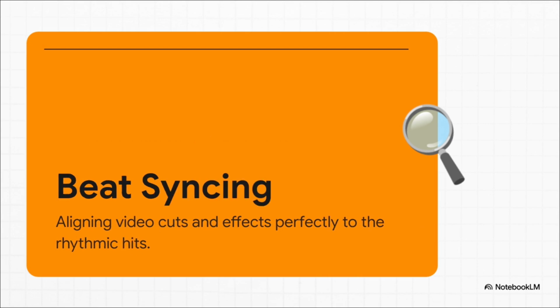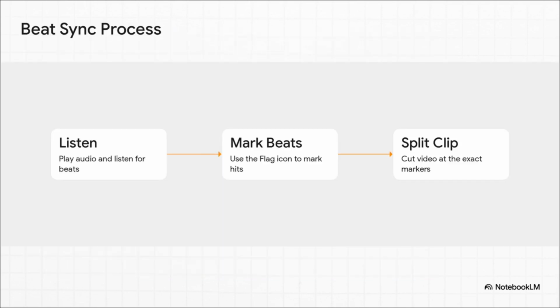But getting the speed right is only half the battle. We also have to match it to the music. So the crucial point is beat syncing. This is the secret sauce. It's the process of perfectly aligning all your video cuts and visual effects directly to the rhythmic hits or the beats of your background track. This right here is what makes a reel feel like a highly professional edit, tying the visuals and the audio together seamlessly. And here is the micro workflow to achieve that perfect sync.